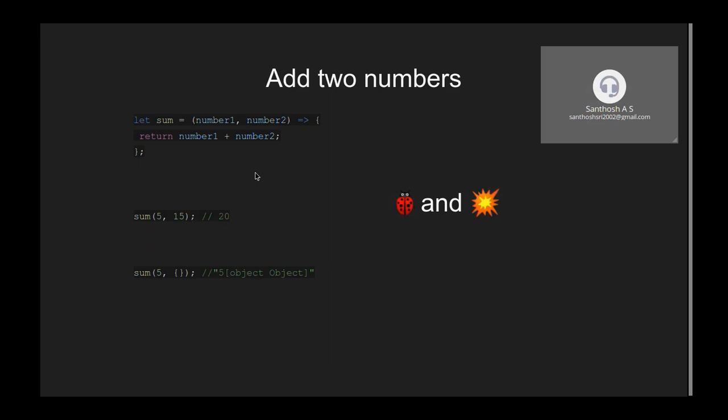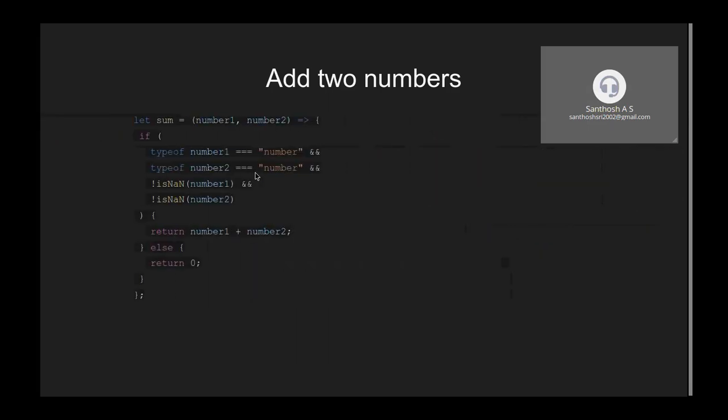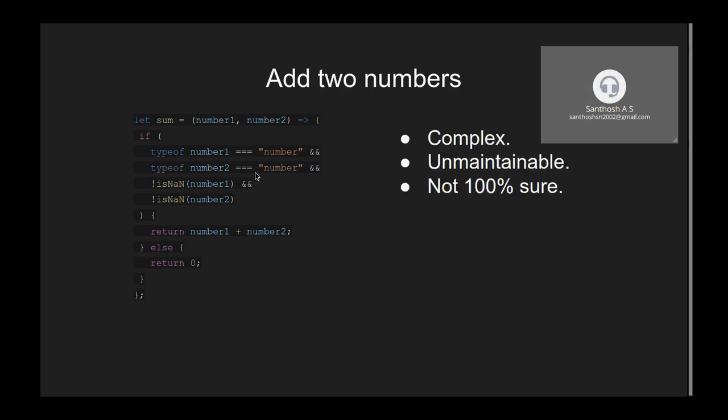What we generally do to fix this problem in JS is check the types of these input arguments. Check whether they are numbers, and if they are not NaN, only then add and return them. Otherwise, return 0. This is what we do. But this is complex. When someone sees this code, instead of directly looking at what it does, they have to go through all these steps. And it is unmaintainable because we don't know what types of data may come in the future and what types should be handled.